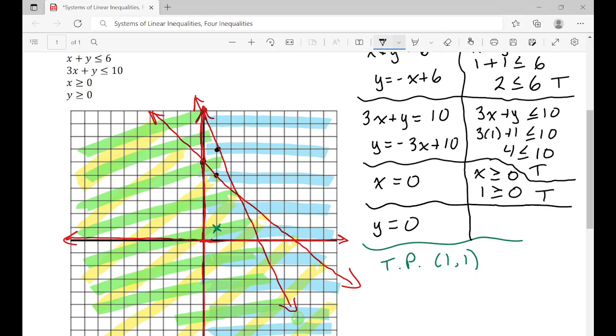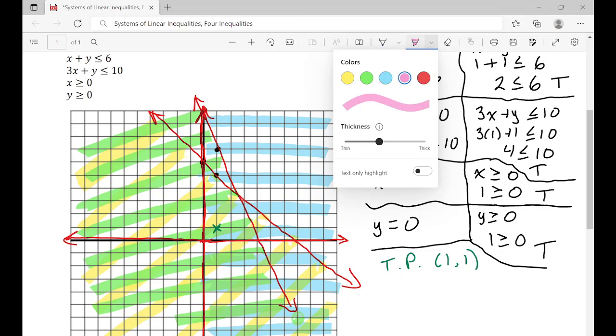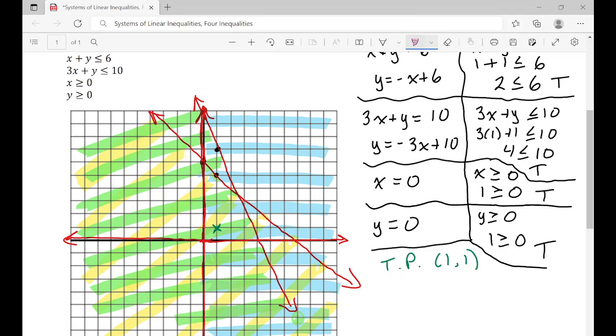And finally, we'll do the last test point. y is greater than or equal to 0. So 1 is greater than or equal to 0, which is again true. One more time, we're going to shade the true area, and since y equals 0 is the horizontal line and the test point is above it, we're going to shade everything above, like so.